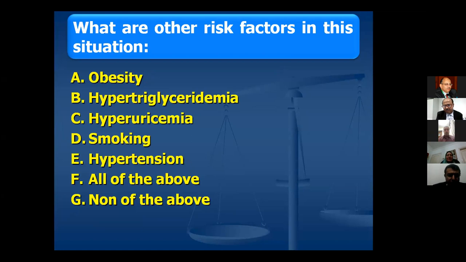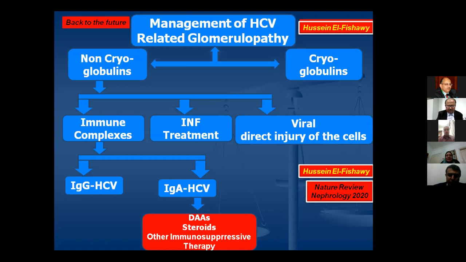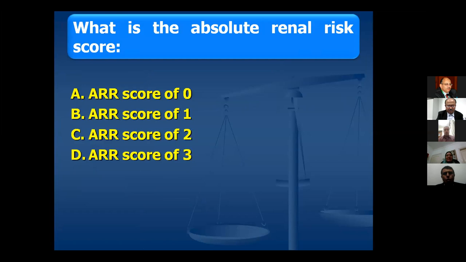How can you treat this situation? This is my diagram, as we have mentioned: DAAs, steroids. Of course, still we are in the era of interferon. What is the absolute renal risk score according to the renal biopsy you have seen? Here, the absolute renal risk in this biopsy is A, B, C, D: 1, 0, 1, 2, 3.